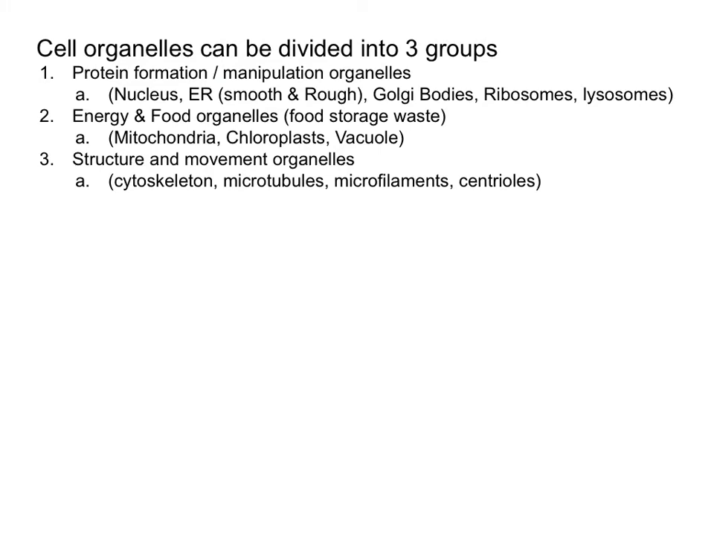All right. So this is another way of thinking about organelles, and that's dividing them into groups. The groups can be divided by their function. Is the organelle's job to do protein formation? The nucleus, smooth and rough ER, Golgi bodies, and lysosomes. All of these have to do either with protein formation or protein manipulation. Lysosomes generally will destroy proteins.